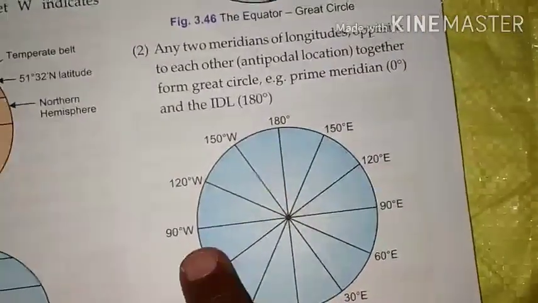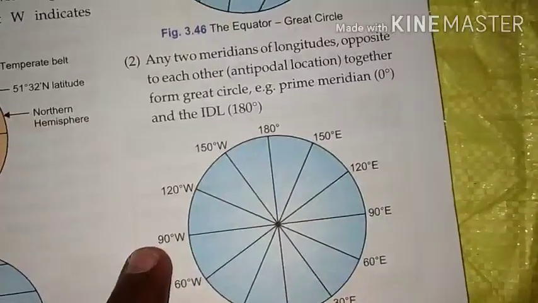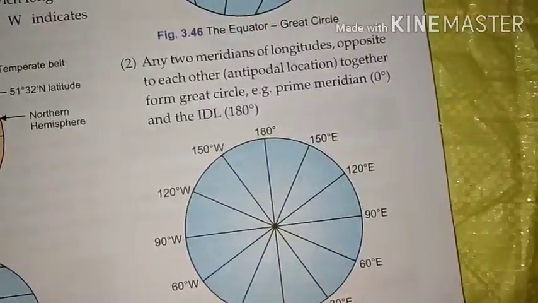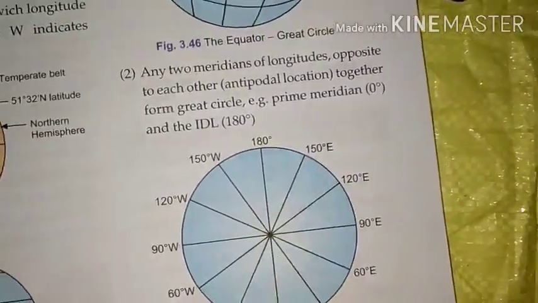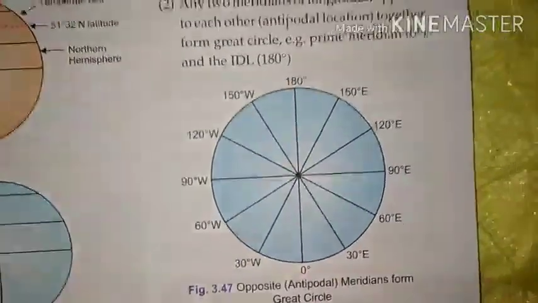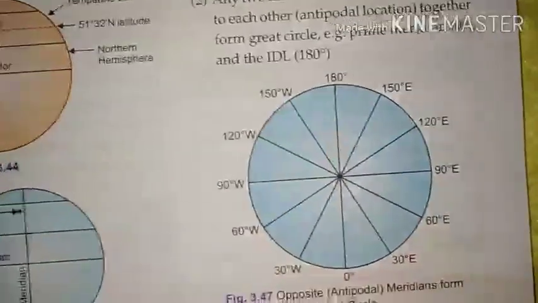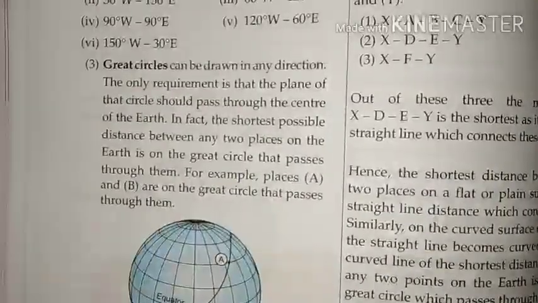90 degree west and 90 degree east, sum is 180 degree. So it is a great circle. You can see here 30 degree west, 150 degree east, the sum total is 180 degree. So that is a great circle. So this is how. And the two end points of a great circle are actually the antipodal locations.